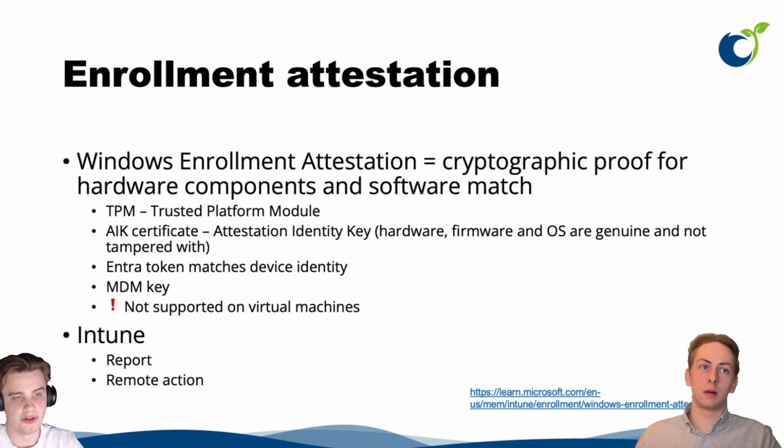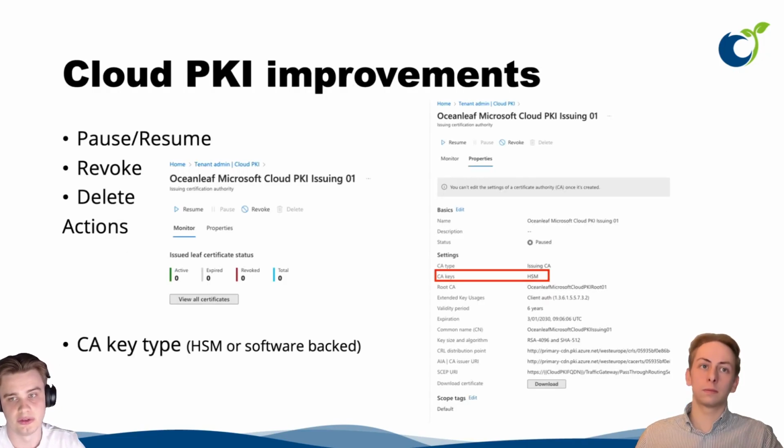So in Intune currently you can generate this report, and then you can see if a device has been successfully attested or not. It's a hard word, but when you're generating this report, it's also possible to see a reason why it's failing. But you can also perform a remote action that will try to attest it as well. So if you have devices that haven't been attested, it's possible to do manually after generating the report.